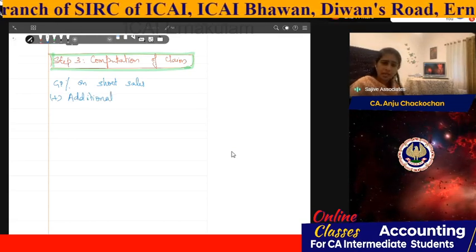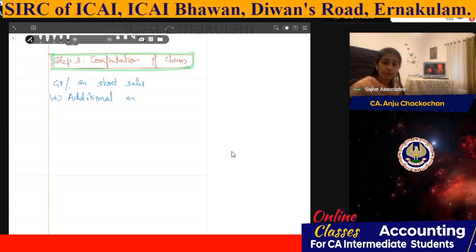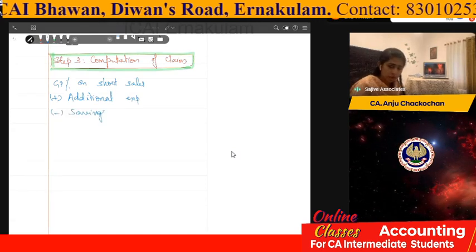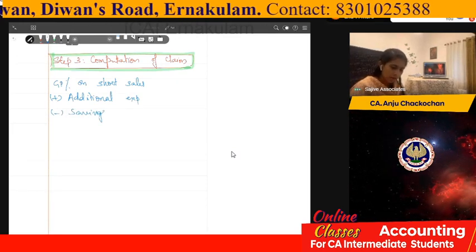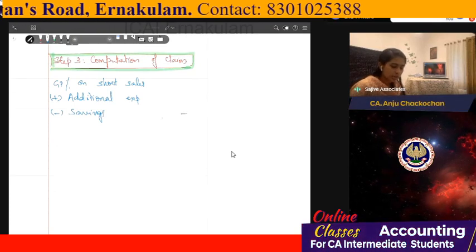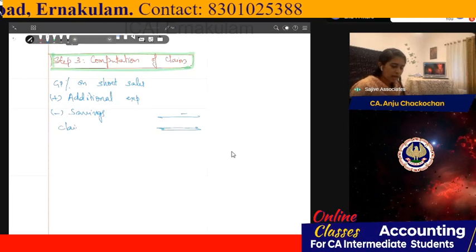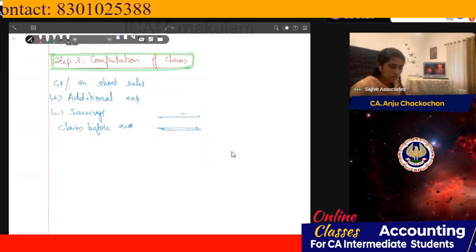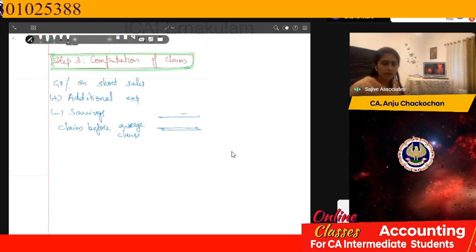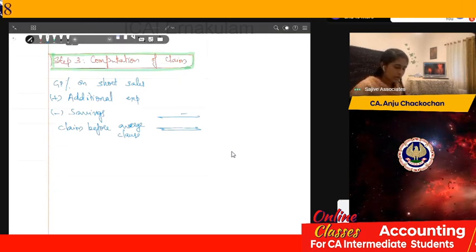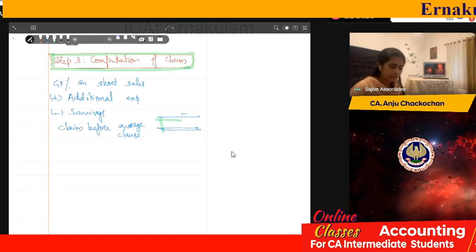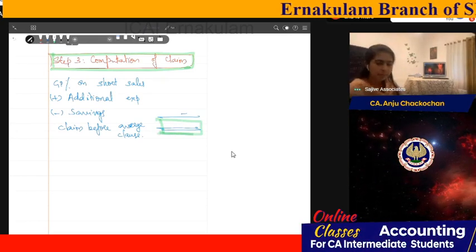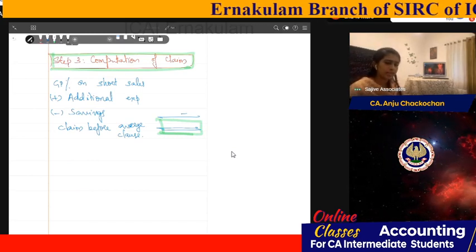We have computed that as well. Additional expense. About savings, nothing is mentioned in the question. Minus savings, but you keep that also in your answer. Even if it is nil, you can mark it as nil so that you get your claim before average clause. Average clause. Okay, compute this, everybody. Compute the answer. Give me the answer for this. Claim before average clause. How much is it?